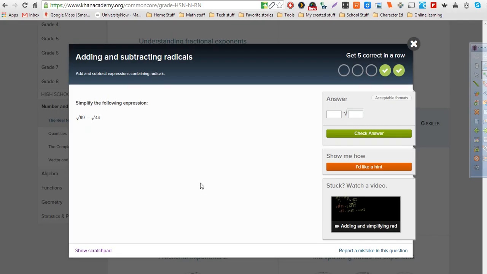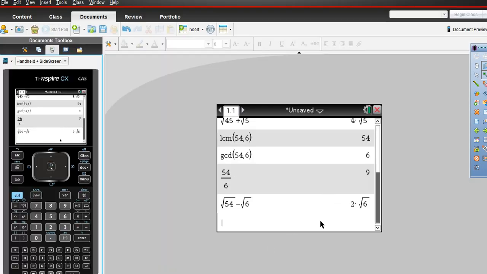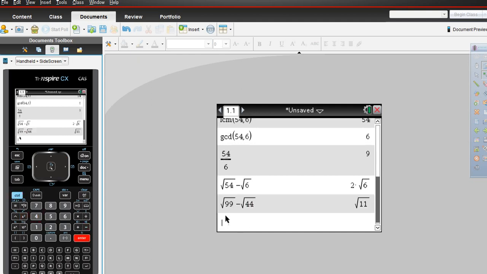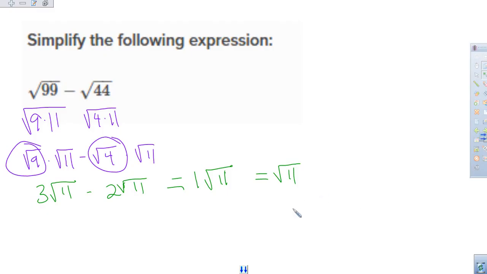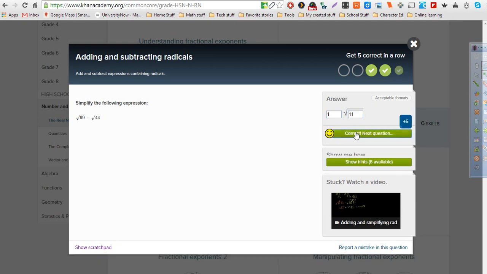Right? And to double check that, of course, I want to double check because I want to get these right. I'm going to use my CHS calculator. Root 99 minus root 44. And here we go. Square root, that's control x squared down here. Square root of 99, go to the right, hit my minus sign, the square root of 44, and I hit enter and I get root 11, which is exactly what I thought it was. So I'm going to put a 1 there, root 11, and check my answer.